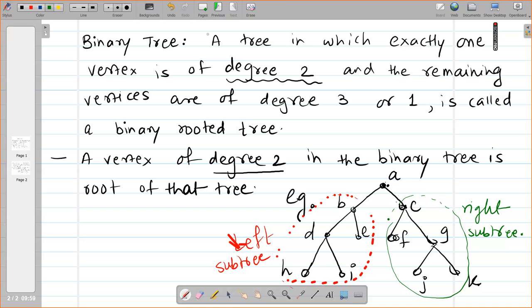Finished writing this? Have you understood binary tree? Now we will have a small theorem on the number of vertices in the binary tree. Here I told you that this is the root of the tree. Its degree is 2. Then how many vertices are there? Just count them. 11 vertices are there, right? Correct?